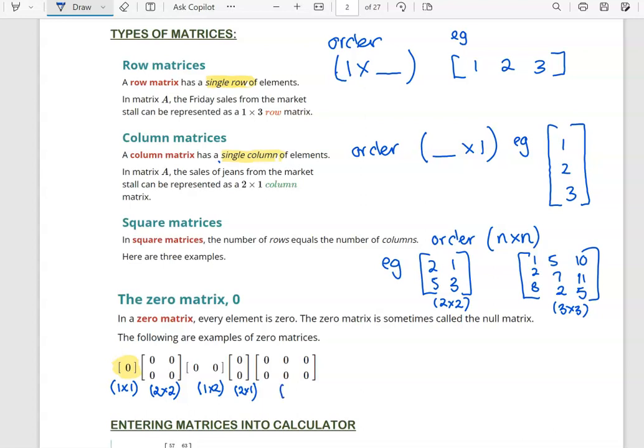And this last one has 2 rows and 3 columns. It's just a 2 by 3. Nothing special about that one.